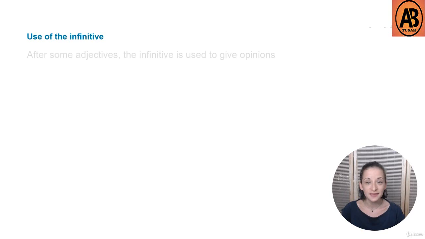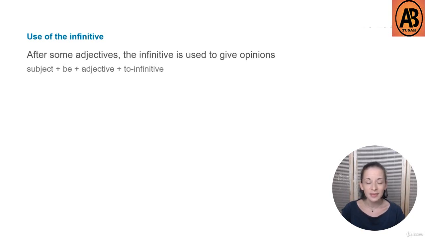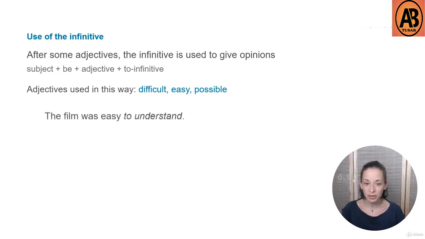After some adjectives, the infinitive is used to give opinions. Some adjectives used in this way are difficult, easy, and possible. For example, the film was easy to understand. This is the speaker's opinion that the film was easy to understand.